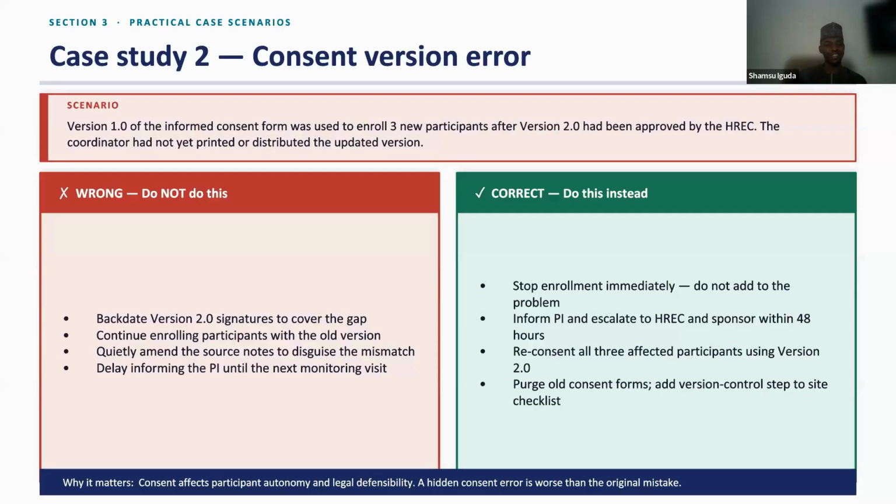The sentence at the bottom of this slide is also important. A hidden consent error is worse than the original mistake. The original error was a process failure. The cover-up is an ethical failure. So in the context of clinical trials, informed consent is not just a form. It is a fundamental right. Yes, that's obvious. So we can move to the next slide.